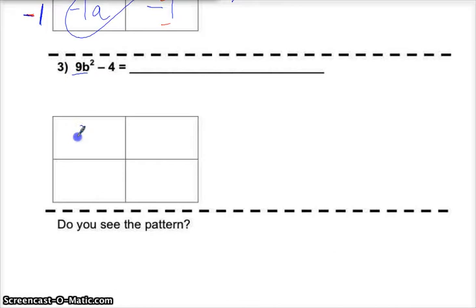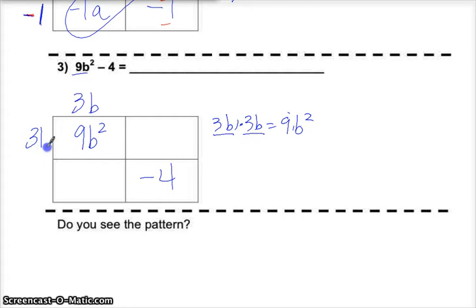So we put this 9b squared in the upper left and this -4 in the lower right. So what times what will give us 9b squared? Well, 9 is a perfect square, so that's 3 times 3, and b is a perfect square, so that's b times b. A perfect square is when you have the same thing multiplied by itself to get the product in the end. So we would have 3b times 3b.